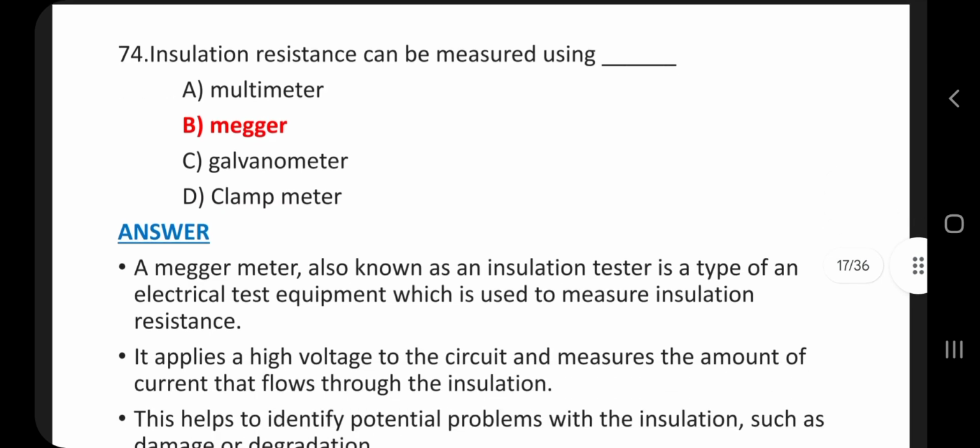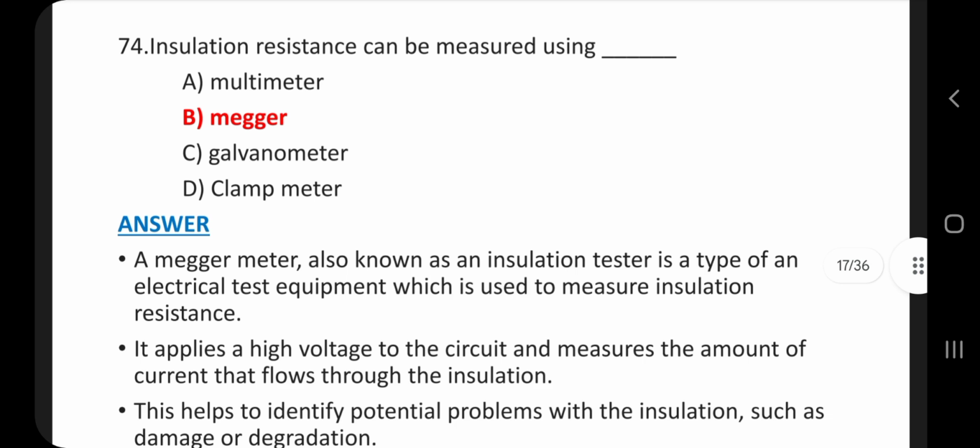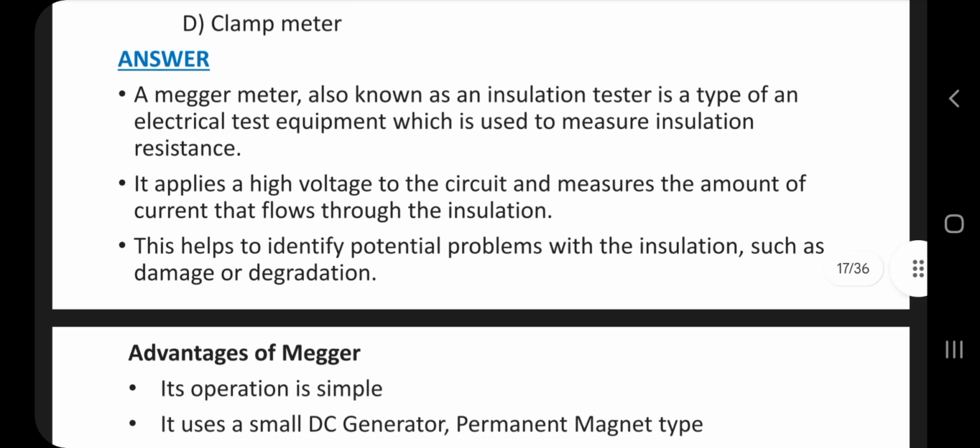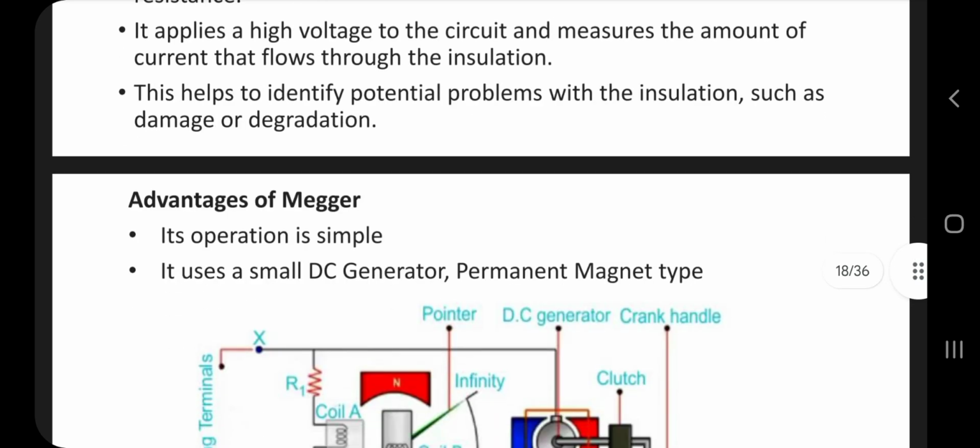74. Insulation resistance can be measured using answer B, Megger. A Megger meter, also known as an insulation tester, is a type of electrical test equipment which is used to measure insulation resistance. It applies a high voltage to the circuit and measures the amount of current that flows through the insulation. This helps to identify potential problems with the insulation, such as damage or degradation.